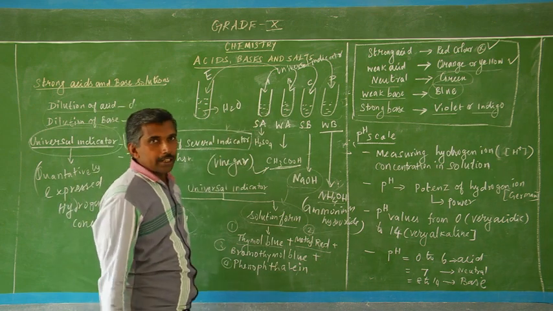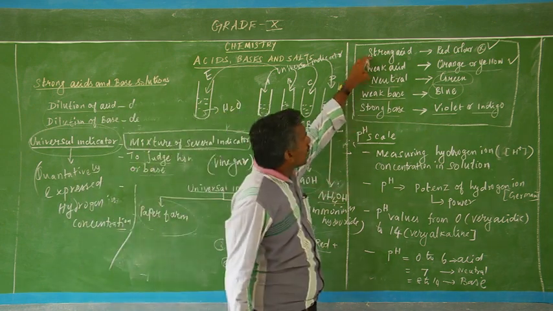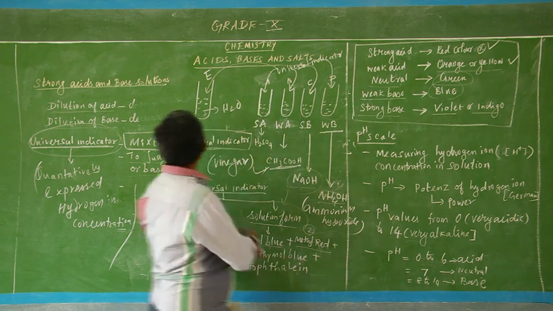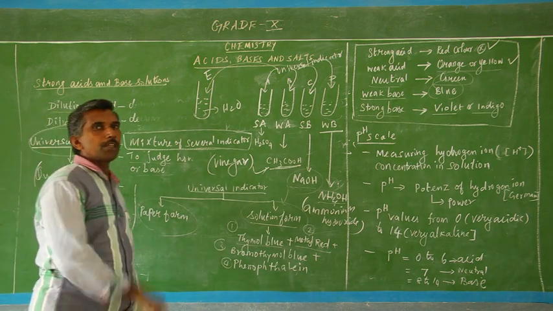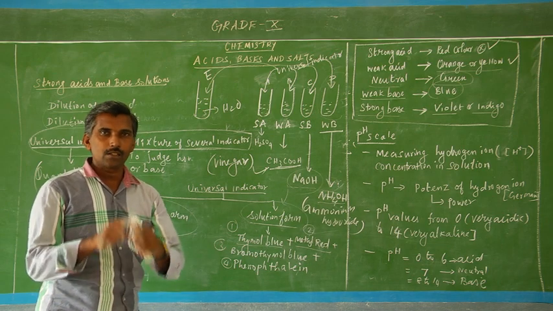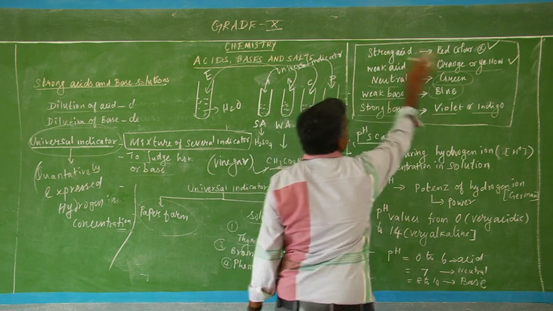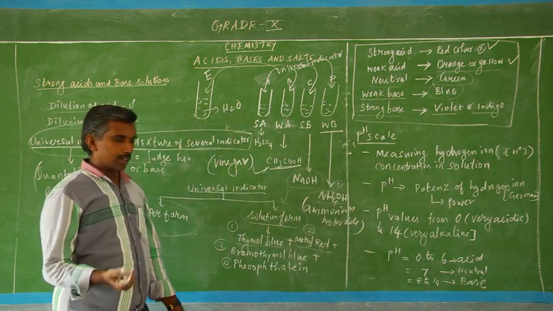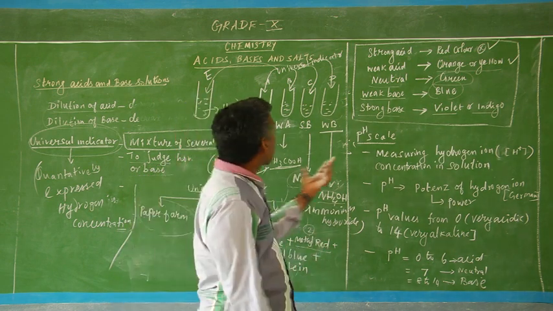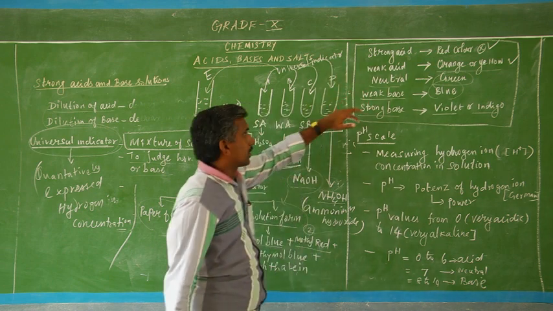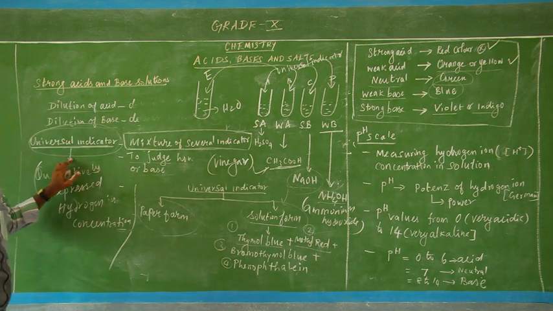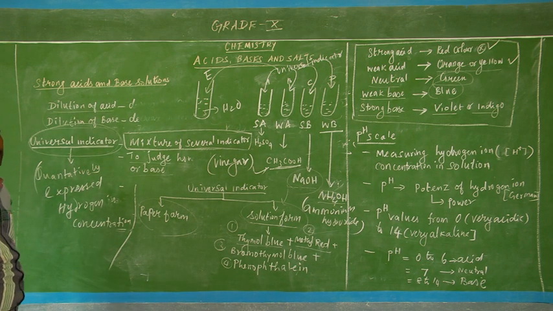So the universal indicator is used to judge whether it is a strong acid or weak acid, weak base or strong base, or neutral. This is very important. In the previous class we learned about indicators, synthetic and natural, that tell whether it is acid or base. But here, whether an acid is strong or weak, and a base is strong or weak, is easily identified by using universal indicator. So again I will repeat, what is the meaning of universal indicator?